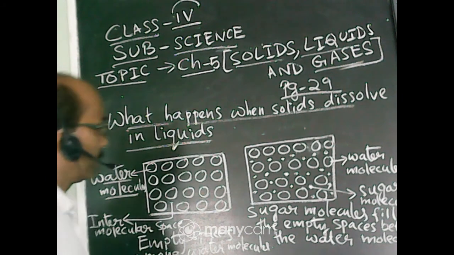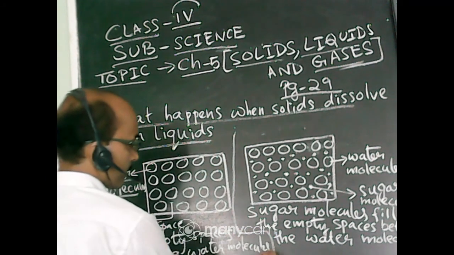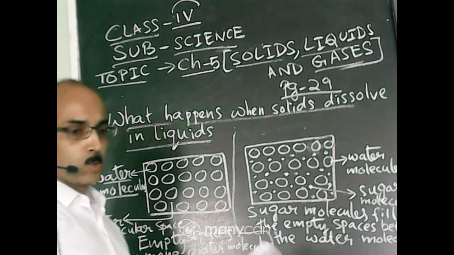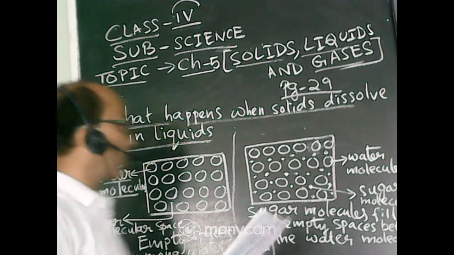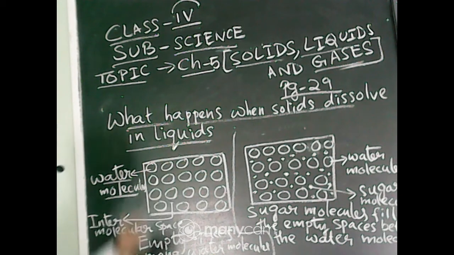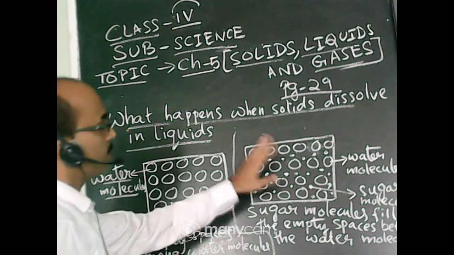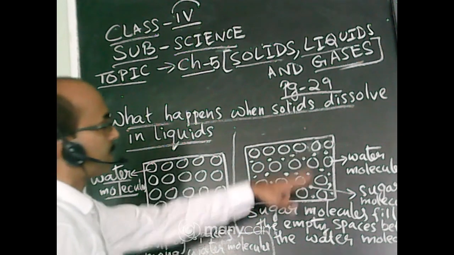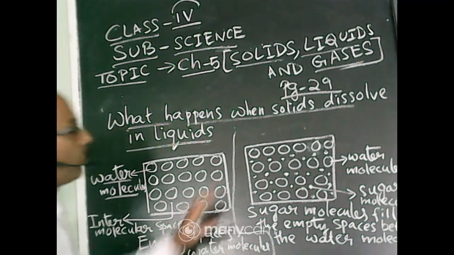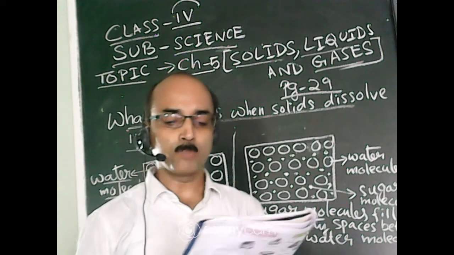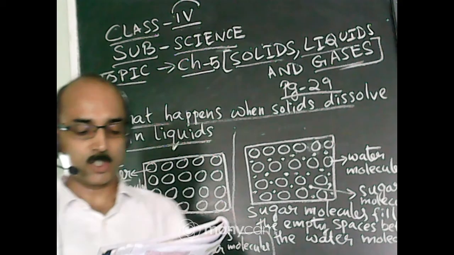So this is the process. I have drawn it there. This is the water. There are spaces in between the water molecules. So when sugar is dissolved in water, the sugar molecules take the empty spaces in between the water molecules. So the water level does not change, or the volume of the water does not change.